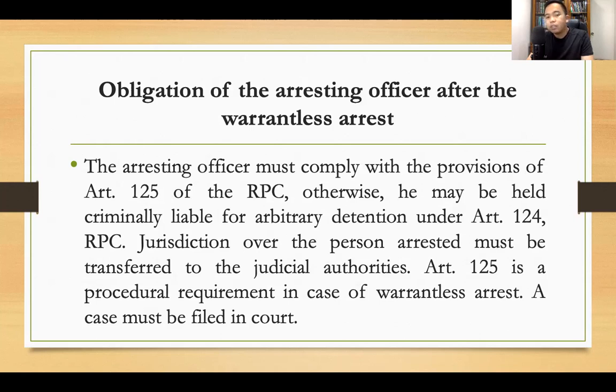The arresting officer must comply with the provisions of Article 125 of the Revised Penal Code. Otherwise, he may be held criminally liable for arbitrary detention under Article 124 of the Revised Penal Code. Jurisdiction over the person arrested must be transferred to the judicial authorities. Article 125 is a procedural requirement in case of warrantless arrest. A case must be filed in court.